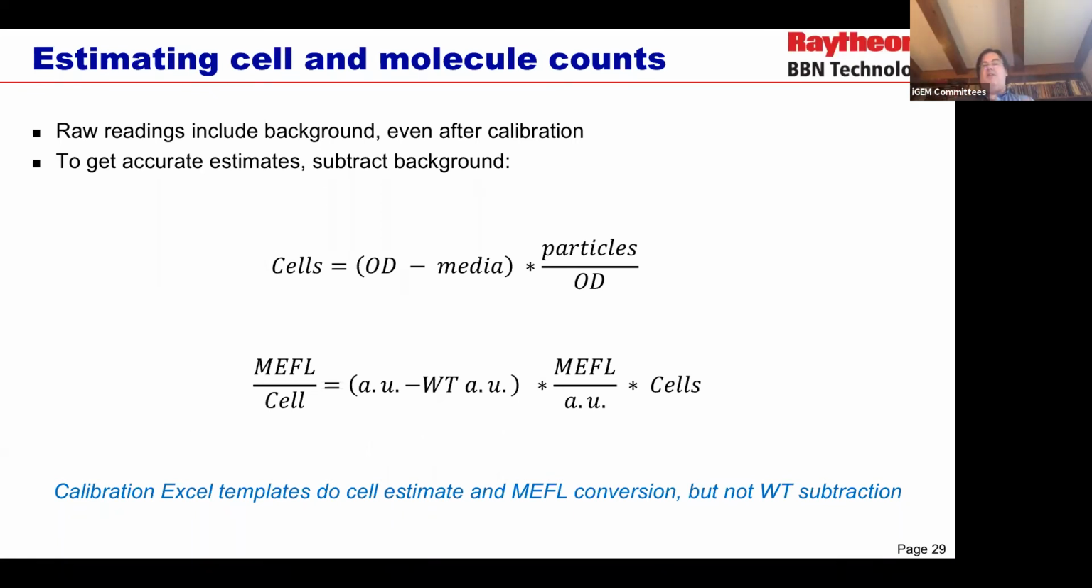Similarly, to convert from the fluorescence including cells to fluorescence without cells, we just need a sample of wild type cells to measure the fluorescence of. Then we can take the fluorescence of an experimental colony, subtract the fluorescence of a wild type colony, and convert that. The sheets that we provide with the calibration protocol will do the first one, but they don't do the second one.